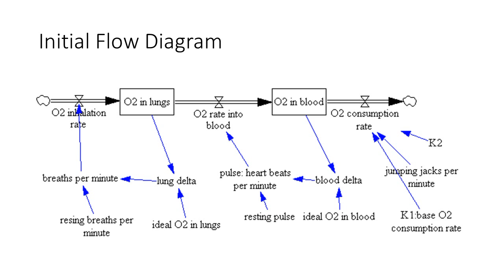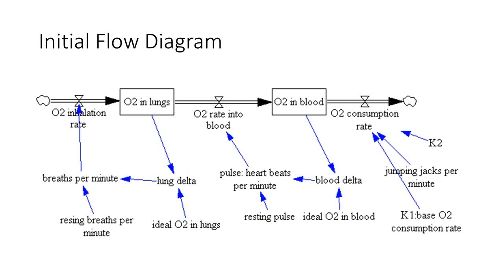there's ideal oxygen, kind of below oxygen, then there's a delta, which is comparing those two, and that's going to be used to add to resting breaths per minute to get actual breaths per minute, which is going to then determine the rate at which oxygen comes in through inhalation. There's an identical structure with resting pulse, oxygen in the ideal oxygen in the blood, so the same closed loop right there. So those are the 2 main loops in the system.